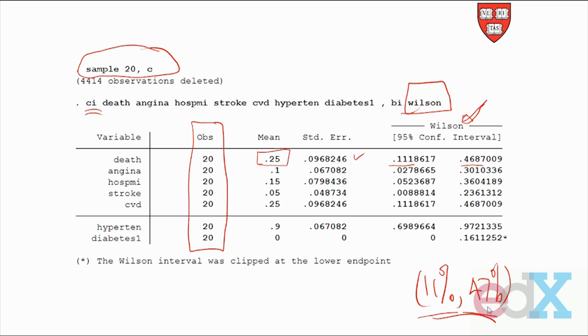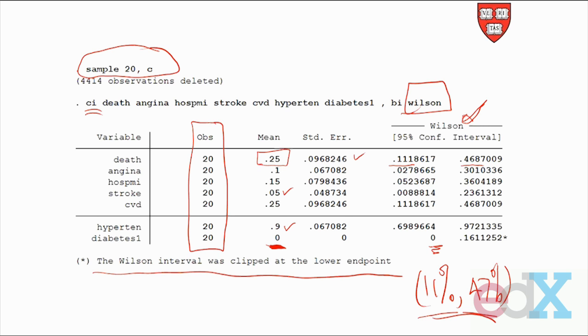So this was successful. Now we've got to be careful when the mean is very, very small. In this case, it can't be smaller than 0. When the mean is very small, or when it's very, very large, we've got to be careful, and some of these things run into problems. So for example, here they had to clip this. It says the Wilson interval was clipped at the lower point, so it's really smaller than they really would like it to be to satisfy this 95% confidence interval.